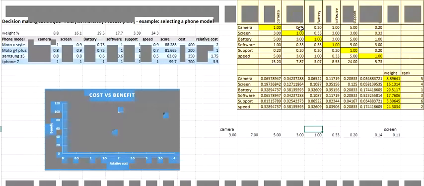Camera, screen, 1 by 3. Camera, battery, because in this case battery is more important, so 1 by 5. Camera and software are equally important for me, so I put 1. But camera and support, I prefer better camera than support, so I put 5. So that's why I went to the left side of the scale instead of the right side.